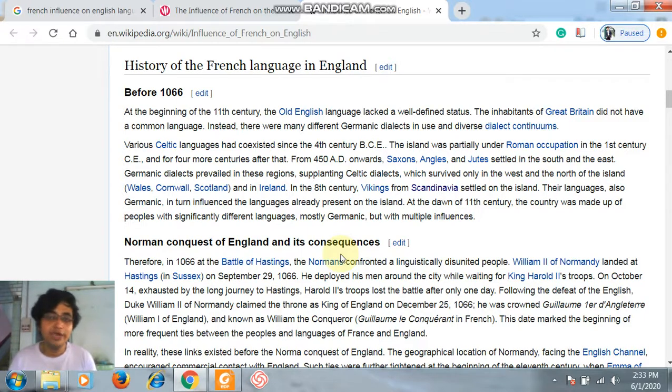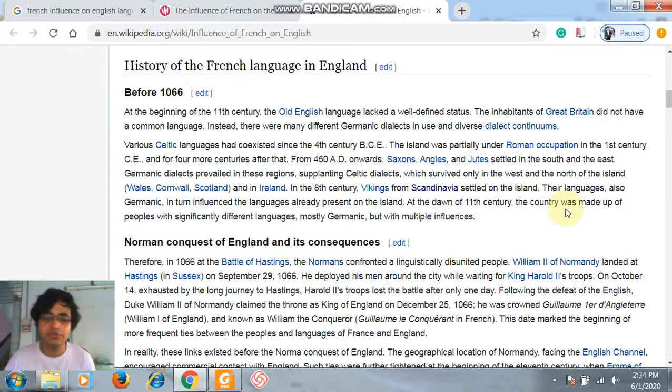because linguistically the entire Britain, Great Britain, was very much disunited. Various Germanic dialects were there, and they used diverse dialectical continuums. Various Celtic languages were there from the 4th century down to the 8th century. From 450 AD, Saxons, Angles, Jutes settled in the south and the east. Germanic dialects prevailed in those areas, including the west and the north of the island, areas like Wales, Cornwall and Scotland, and of course Ireland.